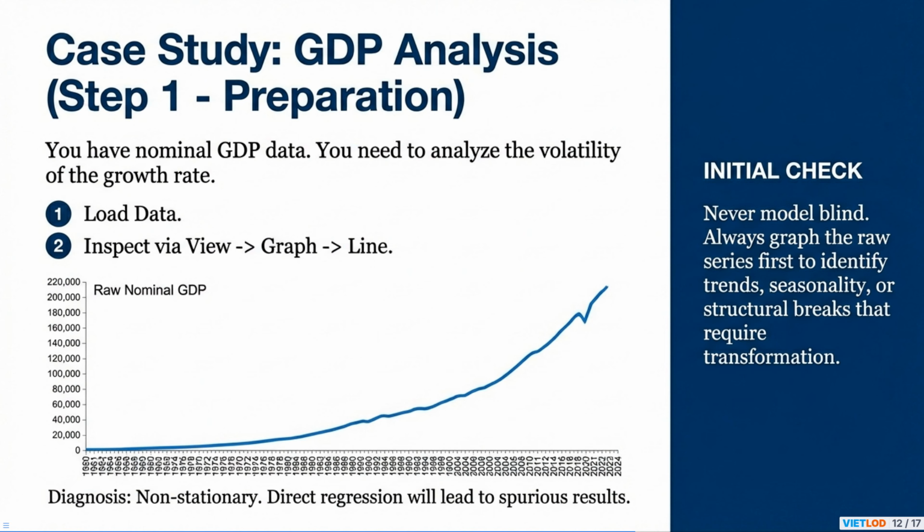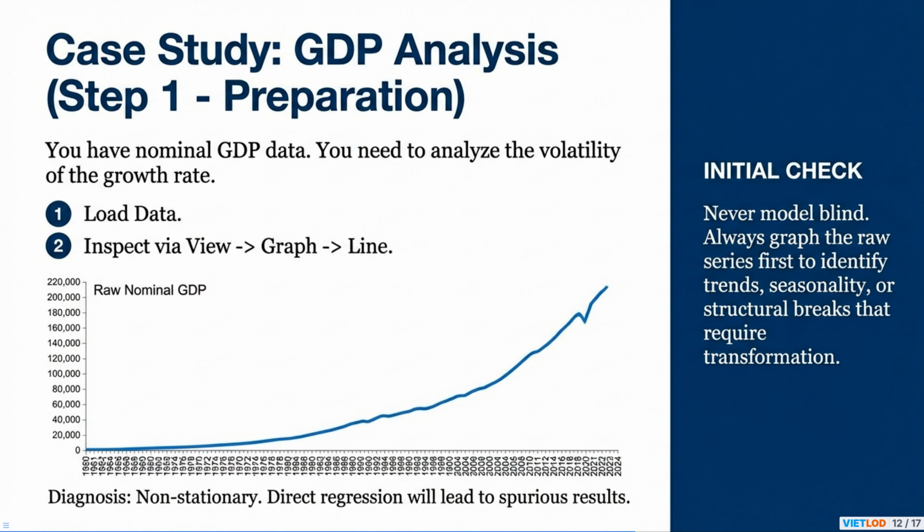Let's start our case study. Our task is to analyze the volatility of the GDP growth rate, but we begin with raw nominal GDP data. The first step is always to load the data, and then, crucially, to inspect it visually. Never start modeling blind. We can do this in EViews by going to View, Graph, Line.